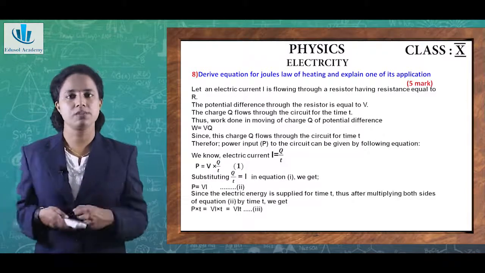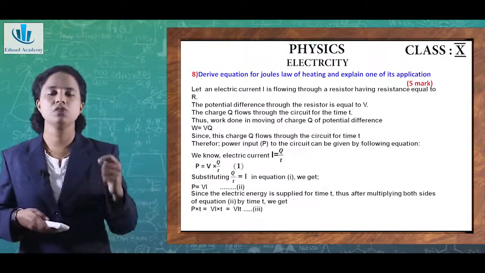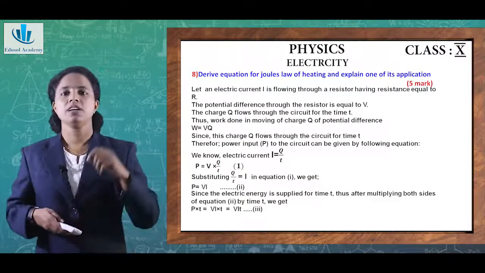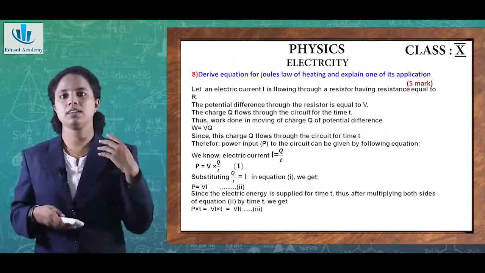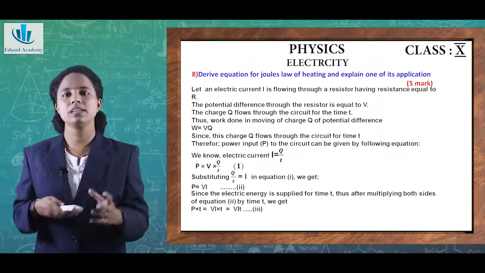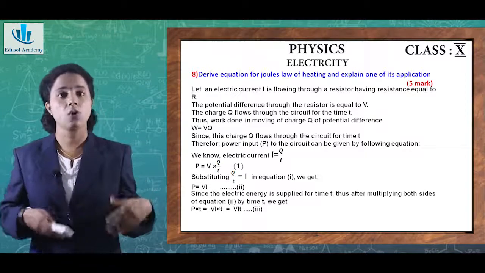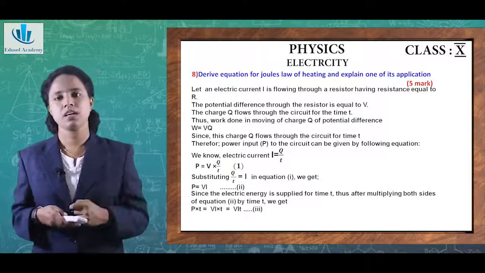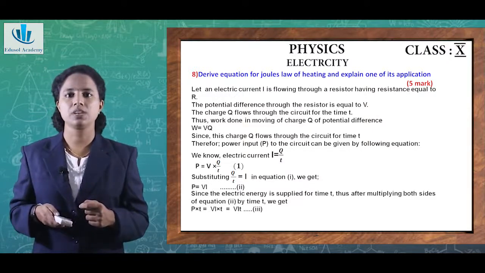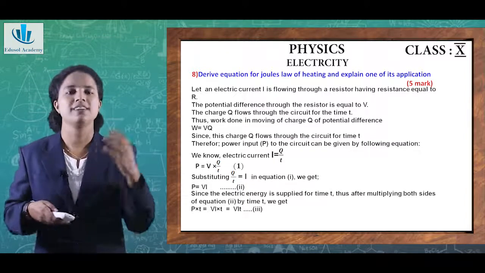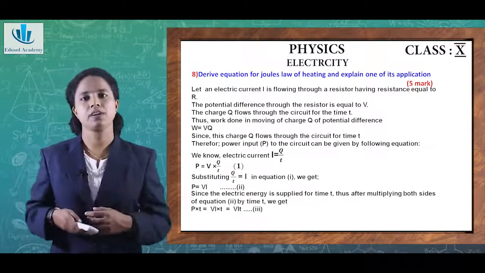So moving to the next question: derive the equation for Joule's law of heating and explain one of its applications. This is one of the relevant questions that is to be explained. So we know the basic Joule's law of heating, and they are also asking to find one of its main applications. So let an electric current be flowing through the resistor which is having a resistance equal to R.